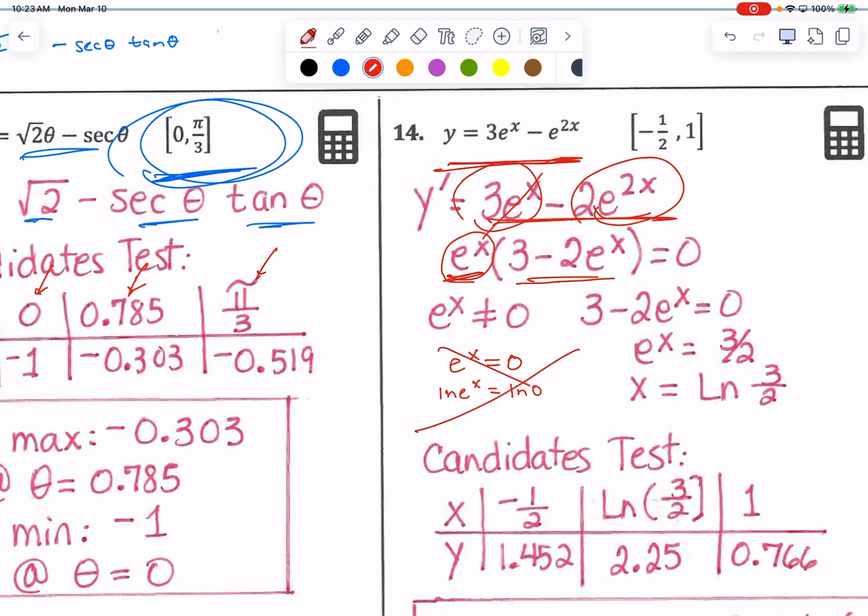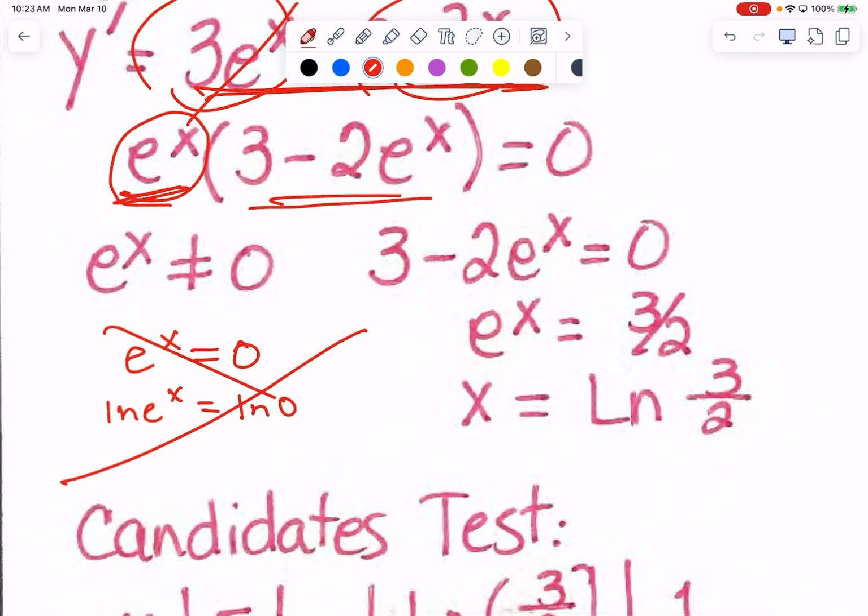So I throw it out. Now the next one, you do have to do the ln. So I'm going to have 3 minus 2e to the x equals 0. I'm going to move the 3 over, divide by negative 2. So I move the 3 over, it gives me a negative 3. I divide by negative 2, it gives me 3 halves.